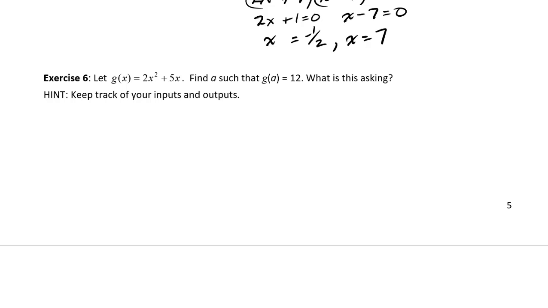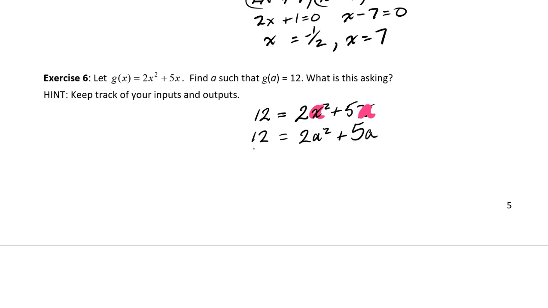If we let g of x equal 2x squared plus 5x, find a such that g of a equals 12. What is this asking? You need to think about what g of a is representing. g of a represents an output. So it's saying in place of g of x, write 12. And we need g of a to equal 2x squared plus 5x. Now instead of x, we've replaced it with an a here. So now we have 12 equals 2a squared plus 5a.